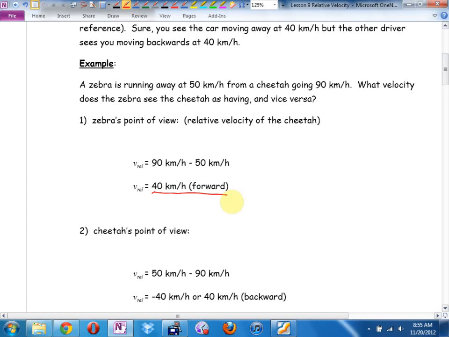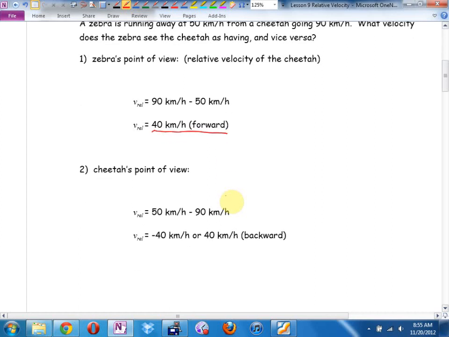What does the cheetah see? Well, the cheetah sees the back of the zebra slowly coming towards him. The cheetah sees the zebra traveling backwards towards him relative to the cheetah at negative 40 kilometers per hour, or 40 kilometers per hour backwards.